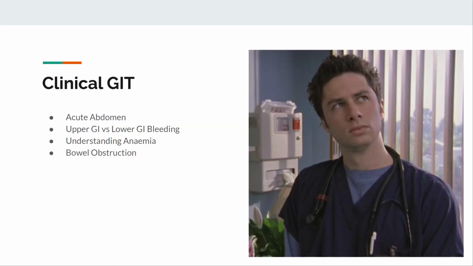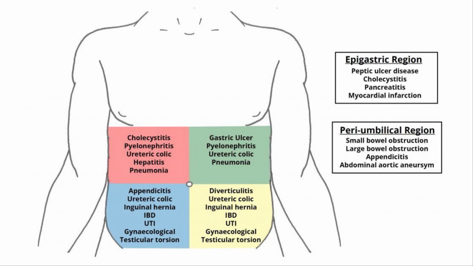Let's talk about some important clinical aspects of the gastrointestinal tract. Firstly, let's talk about the acute abdomen. So someone that has abdominal pain, the easiest approach to remembering things is just the quadrants. Then it becomes more specific with epigastric pain and suprapubic and periumbilical pain. But you can just start with quadrants for now.